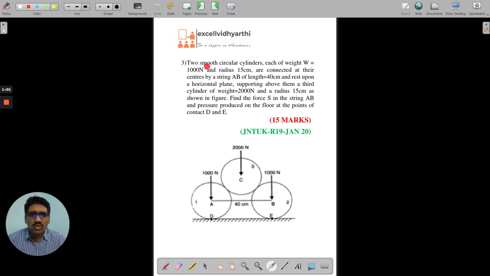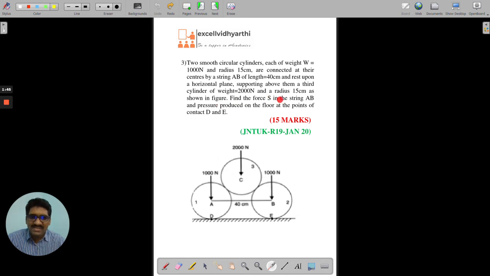So, two smooth circular cylinders. Smooth in the sense the surfaces are non-rough, which means the coefficient of friction is equal to 0. Therefore, no need to consider any friction force here. Each of weight W 1000 and radius 15 are connected at their centers by a string AB of length 40 centimeters. The length of the string is 40. And they rest upon a horizontal plane, supporting above them a third cylinder of weight 2000 and radius 15 centimeters, as shown in the figure.